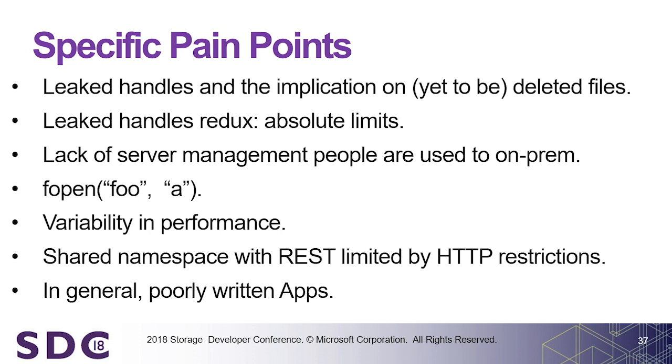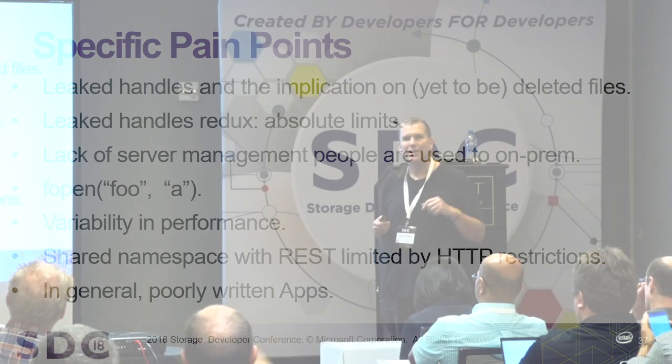Leaked handles have been a particular pain point because Windows has this semantics that when you call the delete file API, it doesn't actually delete the file. What it does is it calls a set, yes?